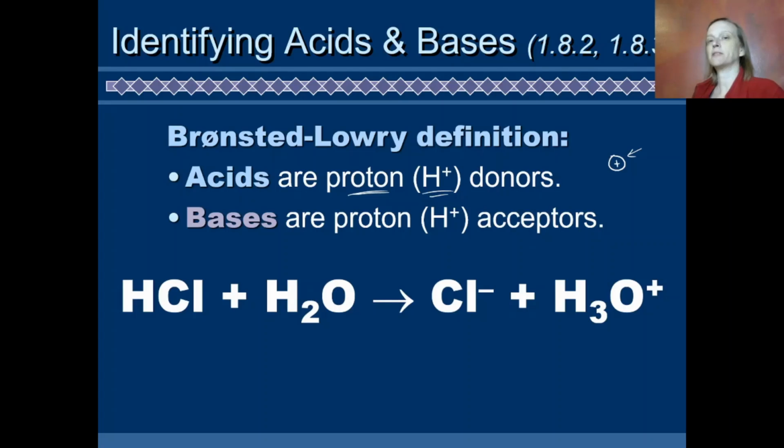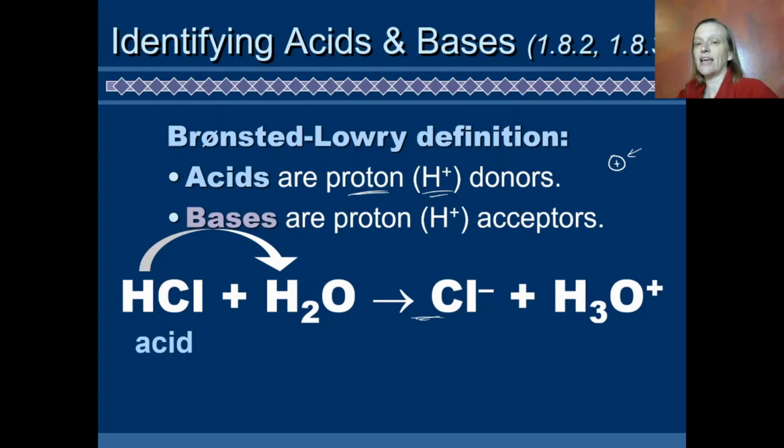Bases are the opposite of acids, so it's not surprising that bases are proton acceptors. So here in this reaction, we have hydrochloric acid plus water, and you can see that hydrochloric acid is an acid. It donates its proton to the water, so it loses its hydrogen, and water gains that hydrogen ion. HCl is the acid as the proton donor, and water is the base as the proton acceptor.